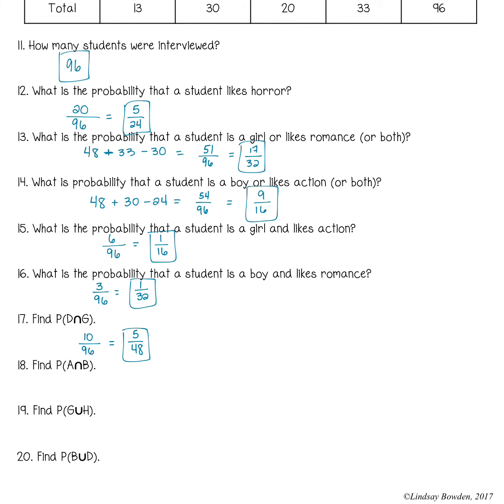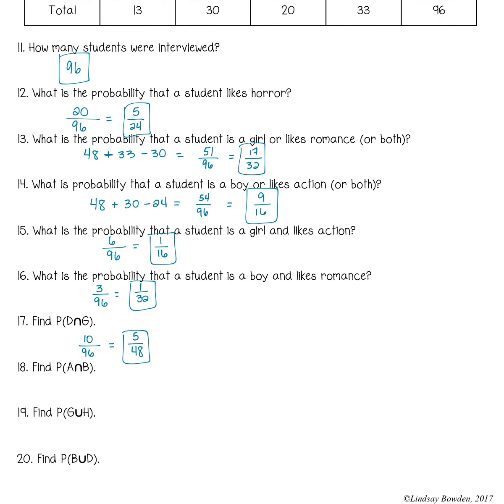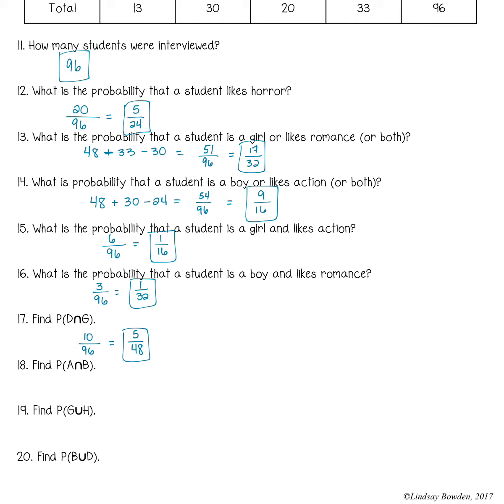Probability of A and B. Action and boy. So that's 24. We just go right to our chart, guys. When it's got that overlap, we go right to it. I'm going to go with 1/4, but we're going to math frac just in case. Coach O was on it, 1/4.